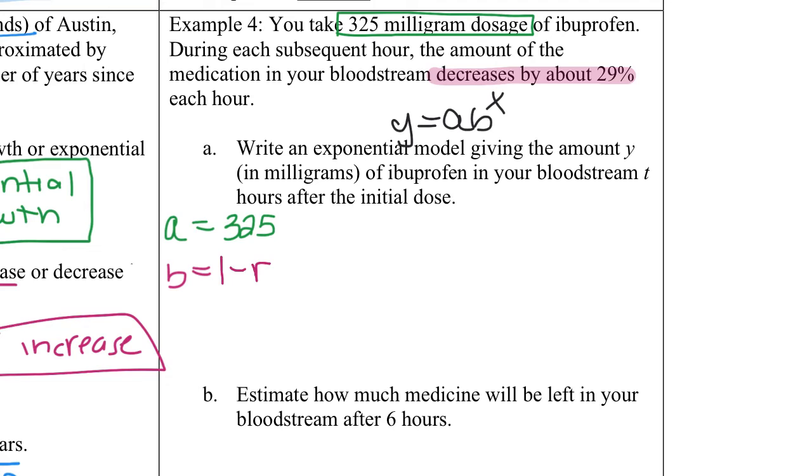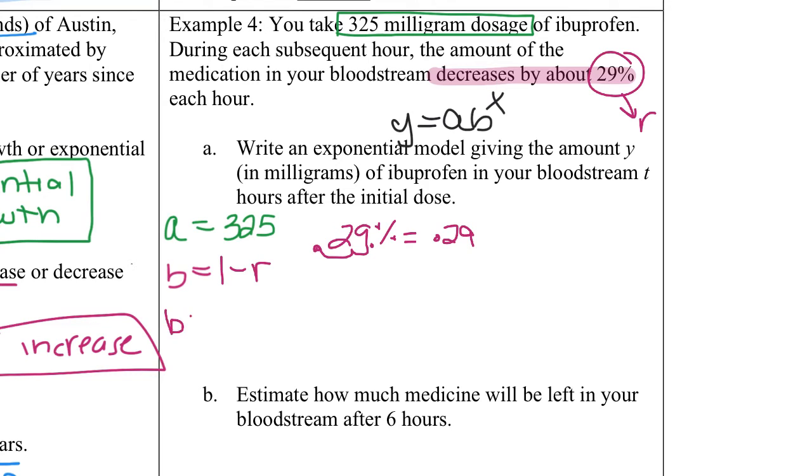Now the r is that 29%, but I need that 29% written as a decimal. So 29%, take the decimal point at the end of 29, move it 2 times to the left. So what we're actually using is 0.29.